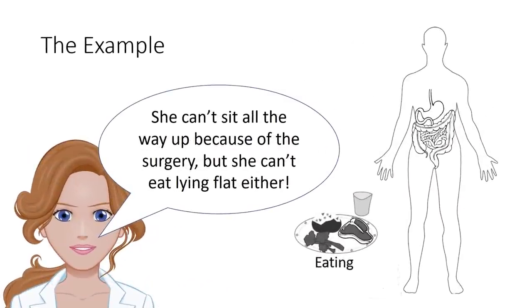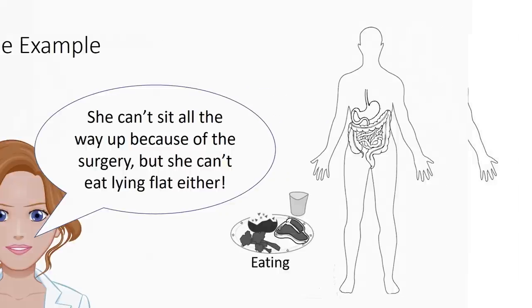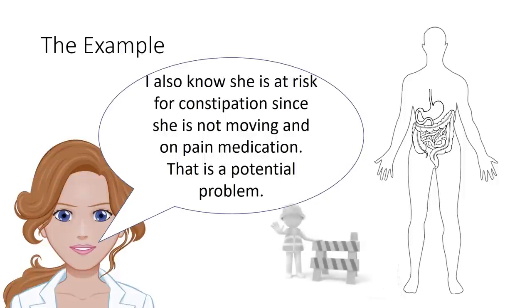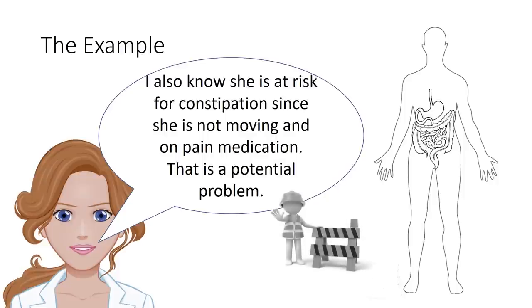She can't sit all the way up because of the surgery, but she can't eat lying flat either. She has dentures, so they must be within reach at mealtimes and cleaned daily. I also know she is at risk for constipation, since she's not moving much and she's on pain medication. That's a potential problem that we'll need to address.